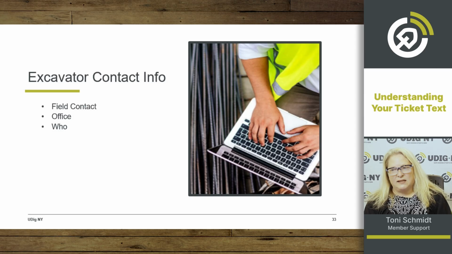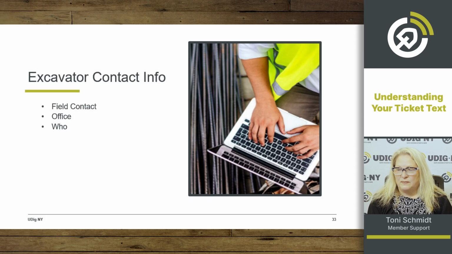The excavator contact information consists of the contact's name who submitted the request, the company name, address, phone numbers, and email address. Field contact can be the same person as the contact submitting the request or a different person. A field contact would be the go-to person out in the field. Members will usually call this person with questions or concerns regarding the location. The field contact can change according to the location request.